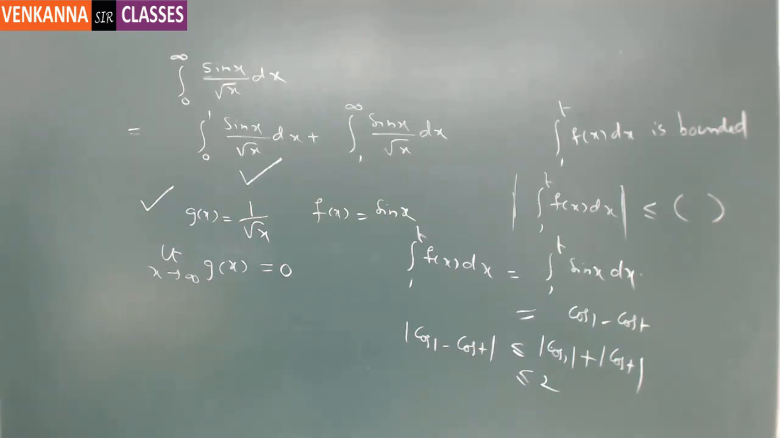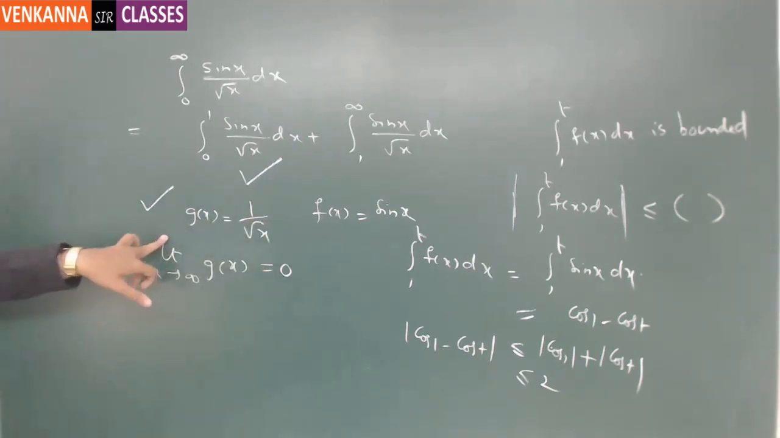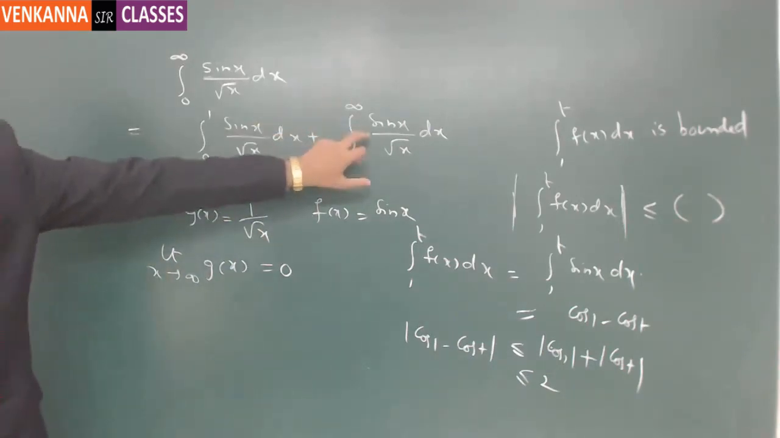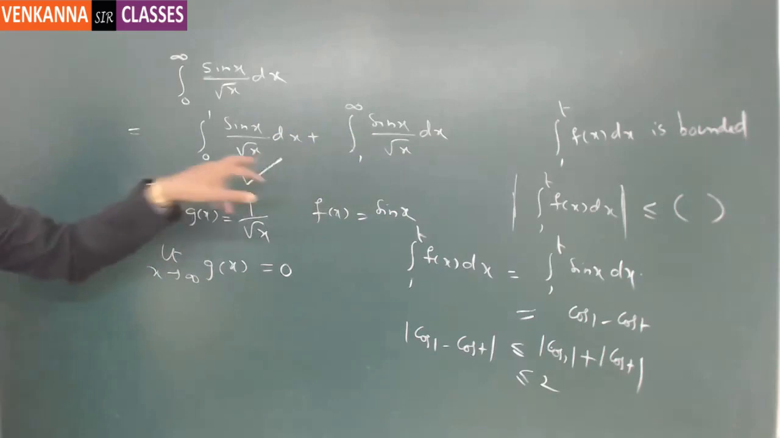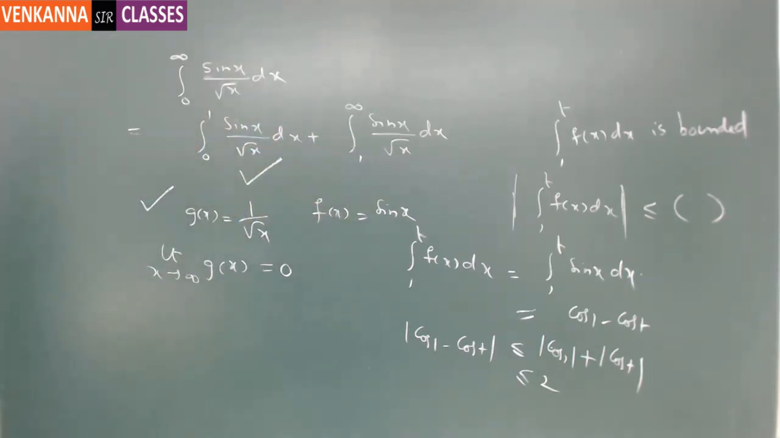So f is a bounded function. So f and g both satisfy Dirichlet's test. Therefore, the integral from 1 to infinity, this part, is convergent. Since the two integrals are convergent, the given integral is convergent. That was the conclusion of the problem.